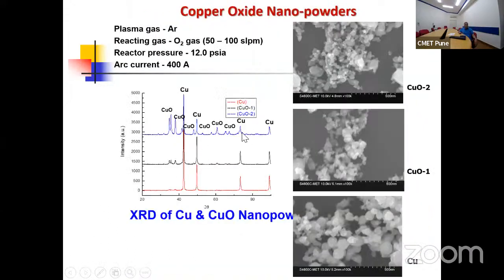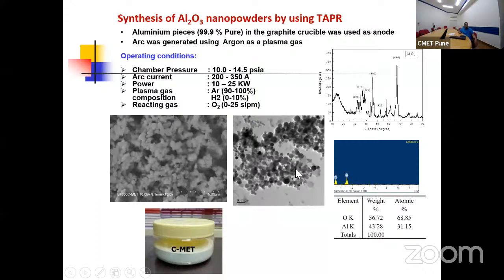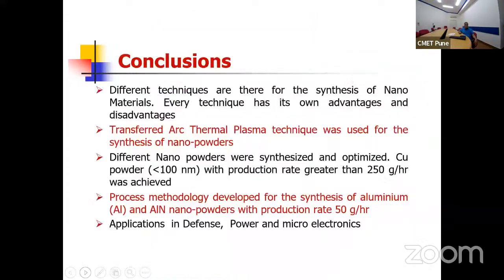And we have also synthesized copper oxides for some catalytic applications. These are two different copper oxides. A comparison with copper is also there. You can see here it's copper and then copper oxide. And then we have synthesized aluminum oxide also, by putting in oxygen as the reacting gas. One can see the particle size here is less than 50 nanometer. This is the XRD of those nanopowders. This is the EDX, where you can see the oxygen and aluminum concentration. This is the collected aluminum oxide powder.